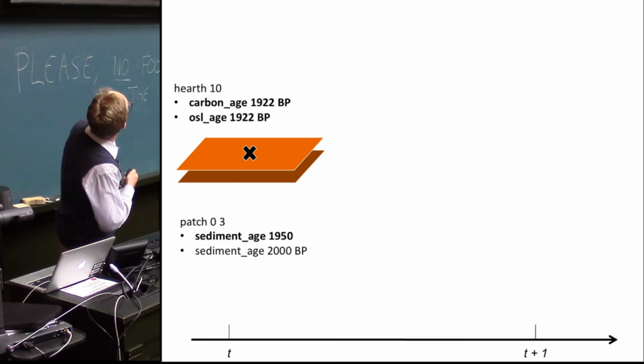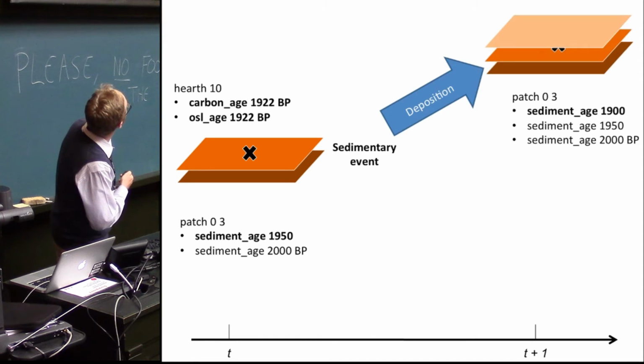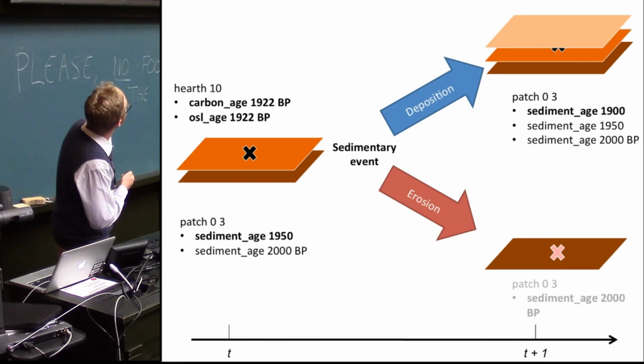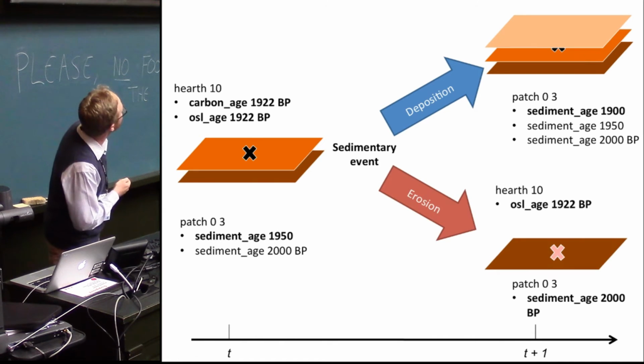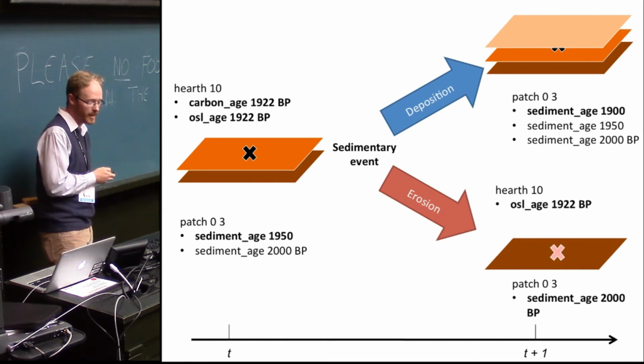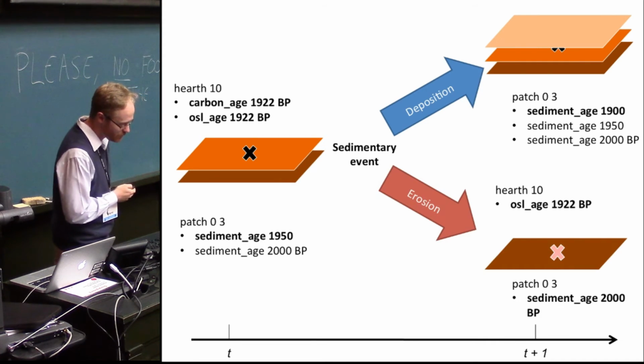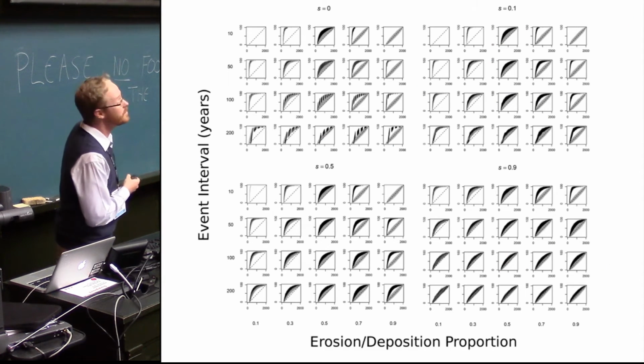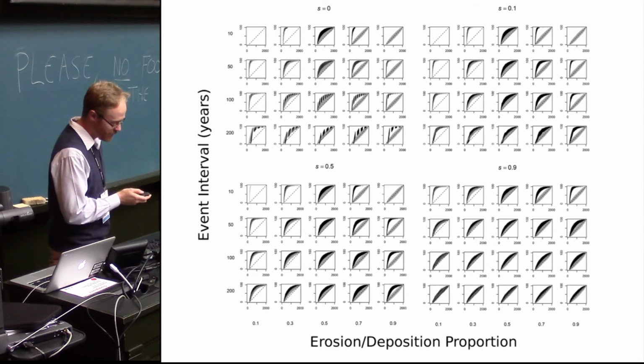So all we have to do is keep track of both the carbon age and an OSL age. In the event of deposition, the hearth gets covered and nothing is different. But if there's erosion, we still keep track of the hearth and maintain its OSL date, even though we can no longer date it using radiocarbon.